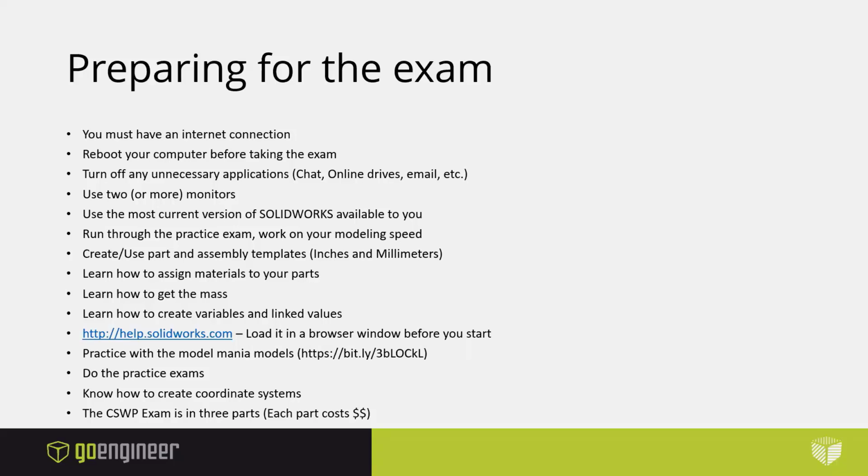A lot of companies will allow their employees to install SOLIDWORKS on their home computer and access the license through a VPN or something like that. If your company's got access to 2020 and you have 2018 on your home computer, I would definitely recommend that you use the 2020. Now, again, the test is not version specific, so it's not going to ask you, well, how do you use this function that's only available in a specific version of SOLIDWORKS?